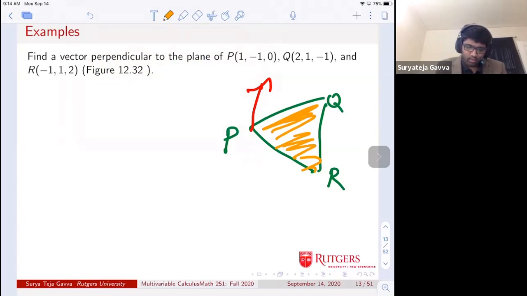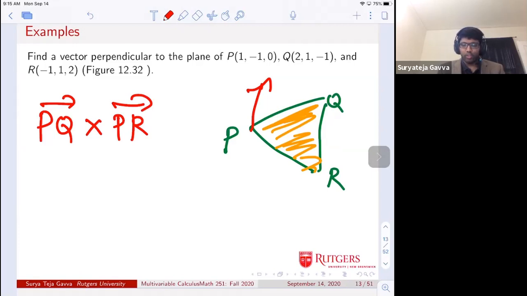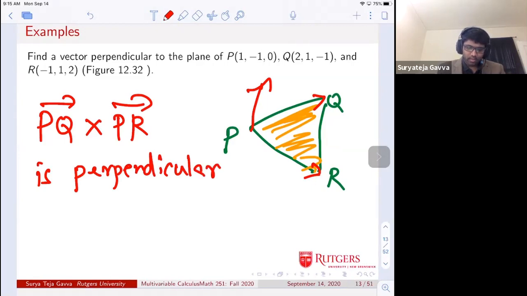Yes, so a direction perpendicular to this plane is nothing but: if you take PQ and take the cross product with PR, then the cross product of PQ and PR will be perpendicular to PQ and PR. Okay, this is the idea. So it's perpendicular to the plane. Therefore, that's what we need to compute.